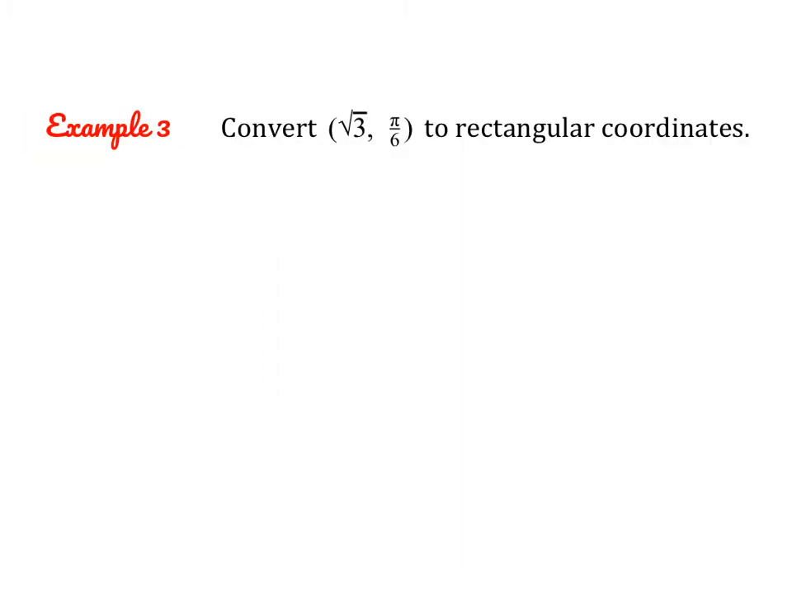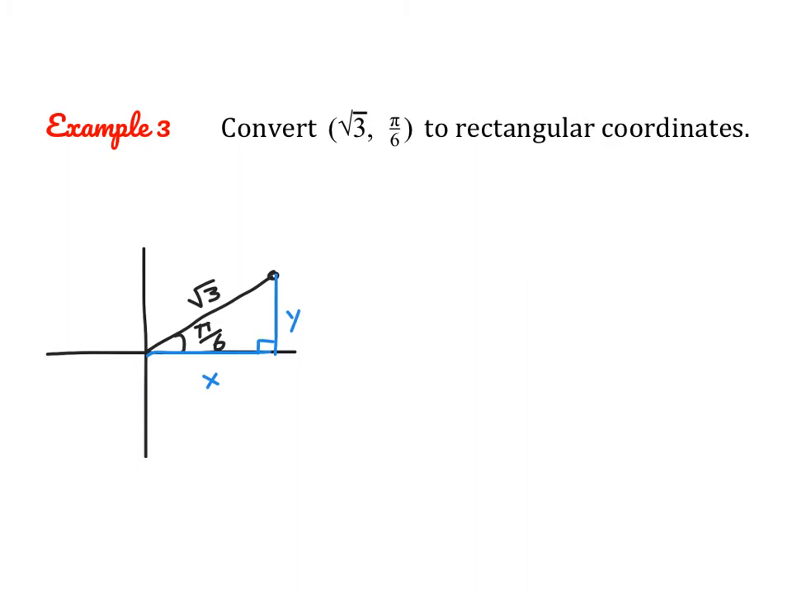All right, so let's see if we can do some conversions. We'll do it without the formula and then check to see if the formula matches. So let's convert root 3, pi over 6 to rectangular. So it's going to be somewhere right here. This angle is pi over 6. And this distance is root 3. So essentially they're just asking us to find this horizontal distance and this vertical distance. So I can just do basic SOHCAHTOA. I can say the cosine of pi over 6 equals x over root 3. X equals root 3 cosine of pi over 6, which is our formula, r cosine of theta.